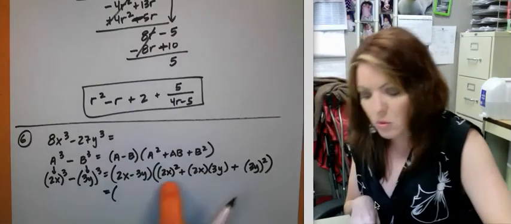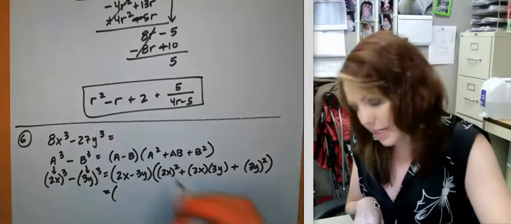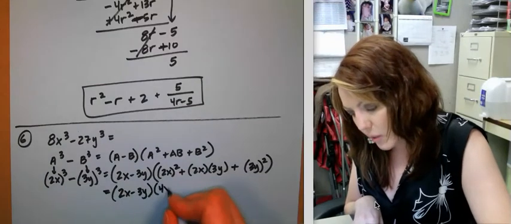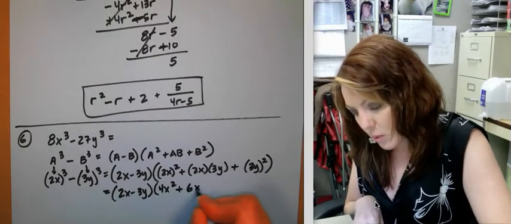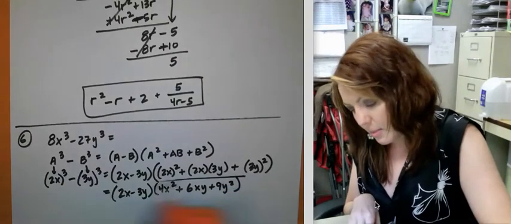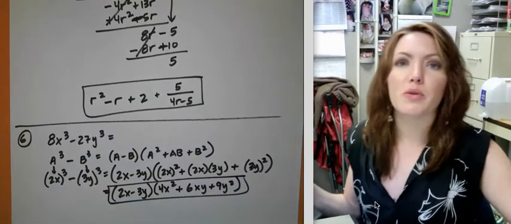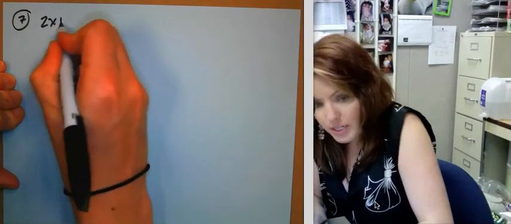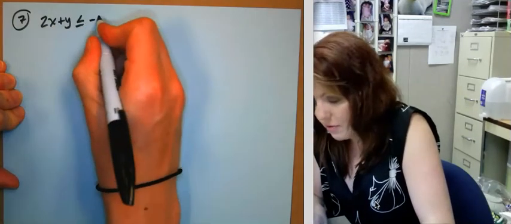So when you go through and remove all of the innermost parentheses, you end up with 2x minus 3y times 4x squared plus 6xy plus 9y squared. And that is b. Again, I'm not going to write those on here though, so you guys already have all that information. Okay, let's keep on going. Number 7. Watch my time here. I'm at a few minutes. So let's see, number 7, we've got 2x plus y is less than or equal to negative 3.